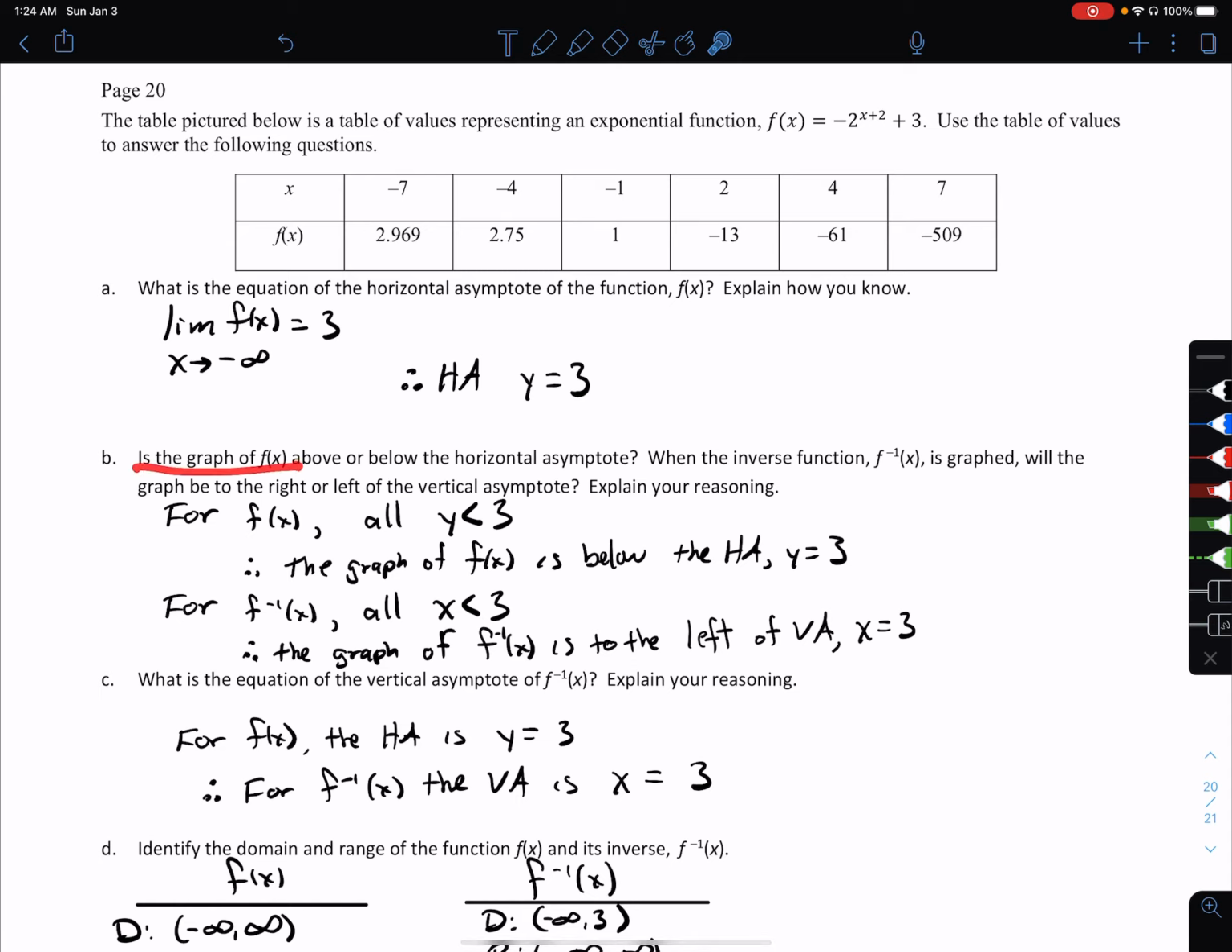Is the graph of f of x above or below the horizontal asymptote? Well, for f of x, all the y values are less than 3. Therefore, the graph of f of x is below the horizontal asymptote of y equals 3.